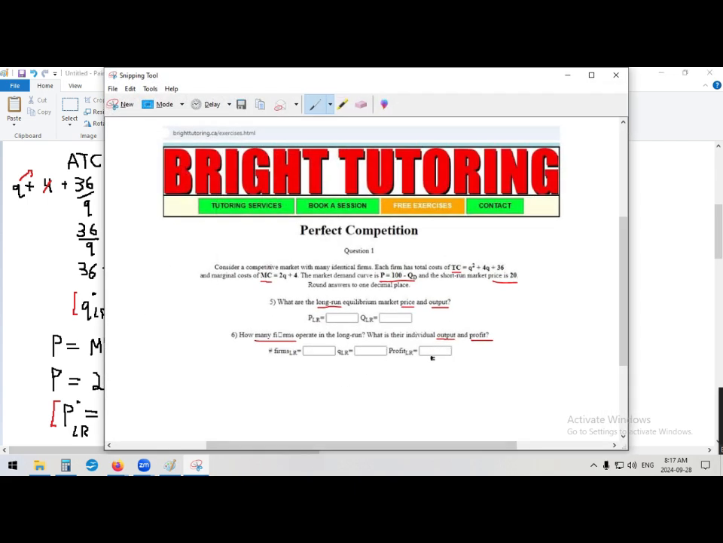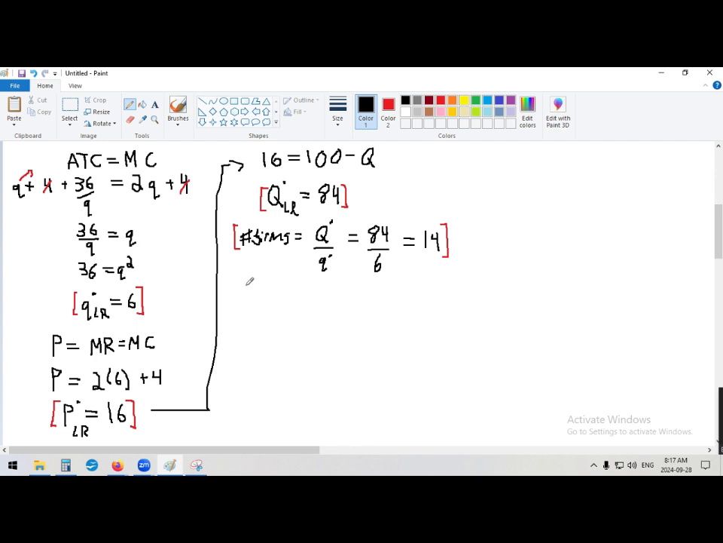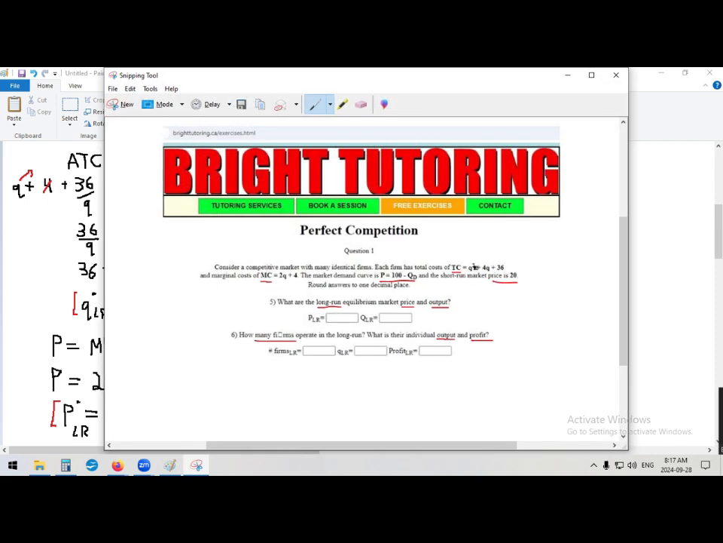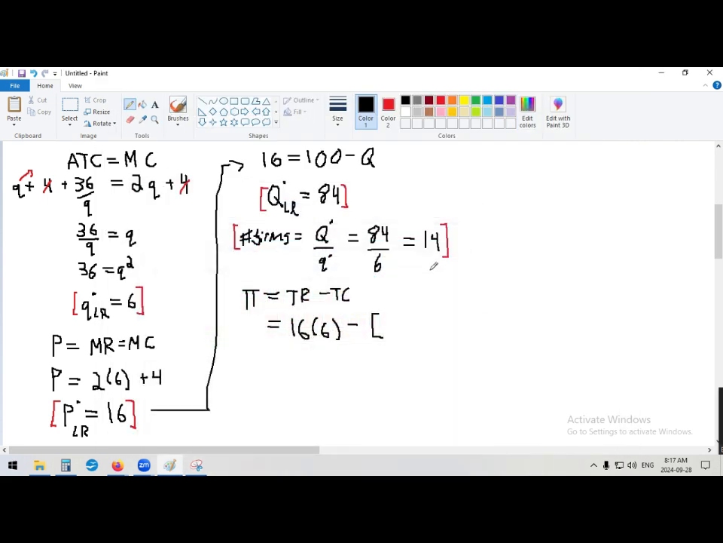And let's see, for profit in the long run, we know it's 0, but let's prove that to make sure it's right. So if we look at our profit here, that'll be total revenue minus total cost. Total revenue is price times quantity, so we're going to have 16 times 6, and then minus the total cost equation, which is q squared plus 4q plus 36. So I'll have q squared, which is 6 squared, plus 4 times 6 plus 36.